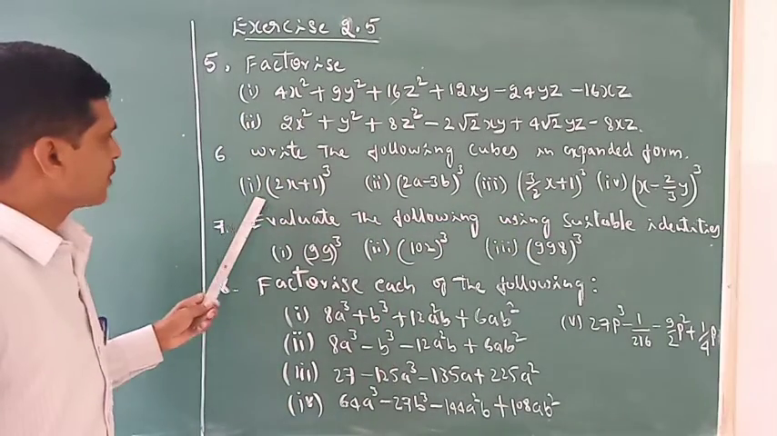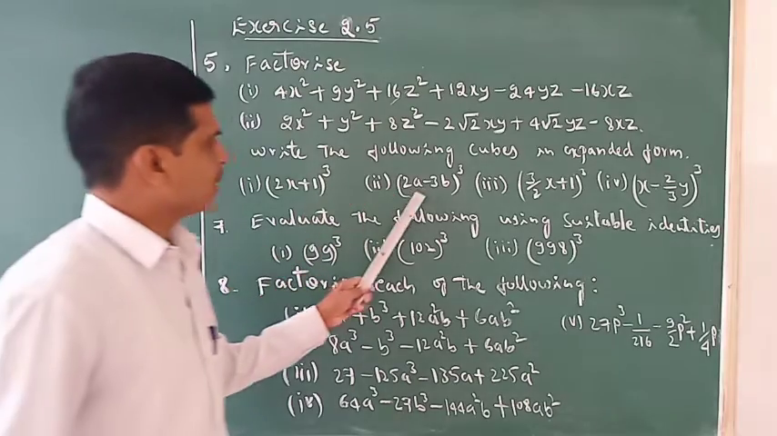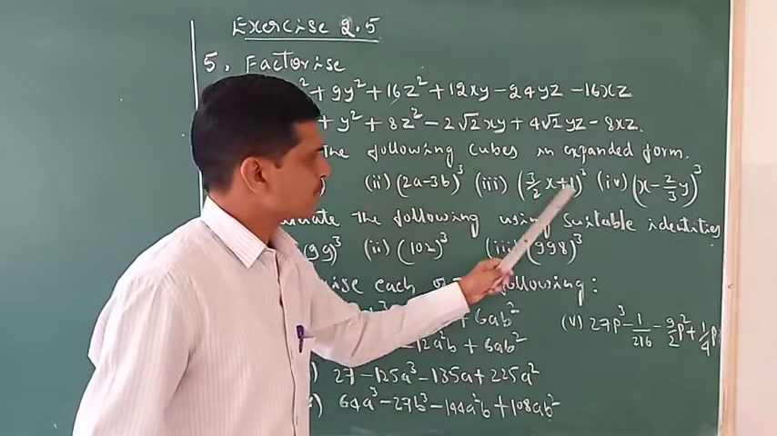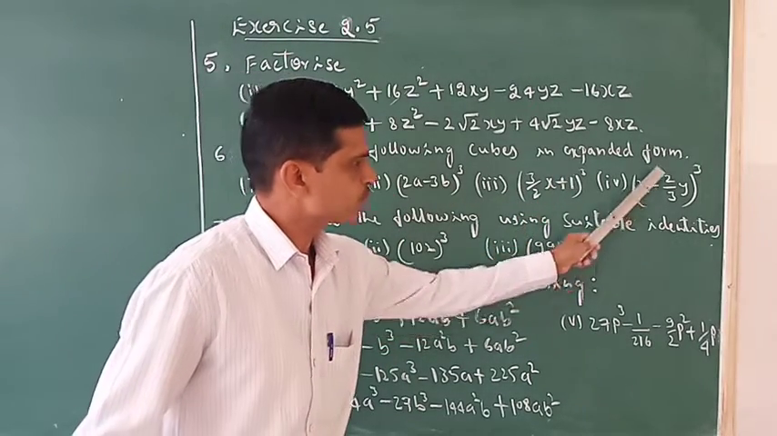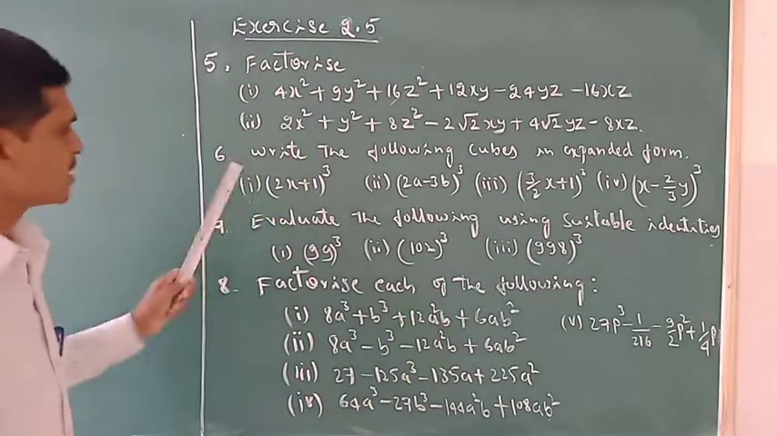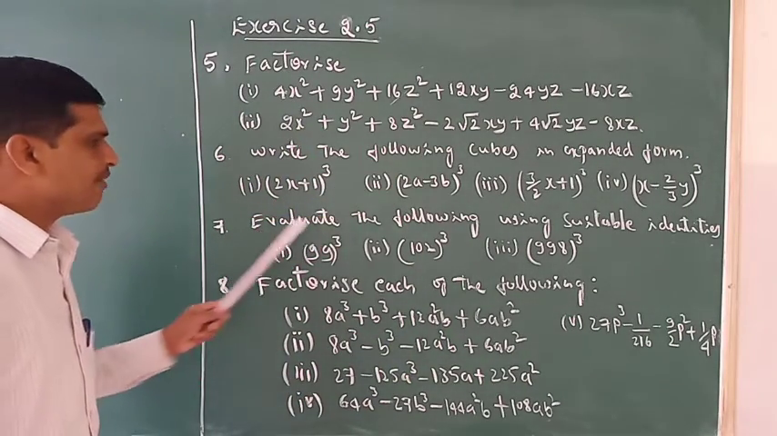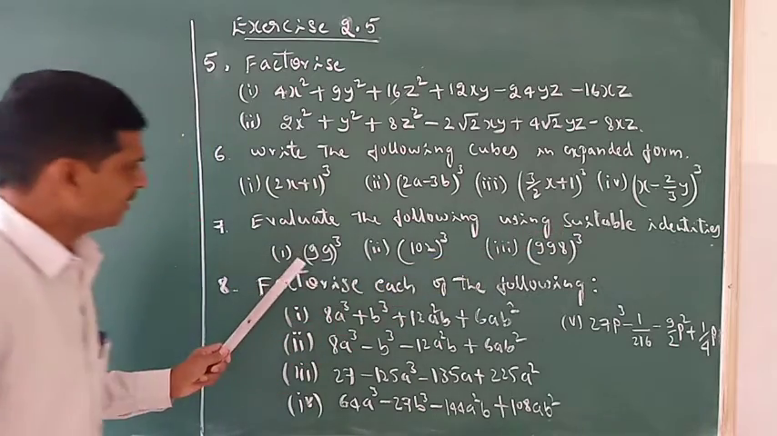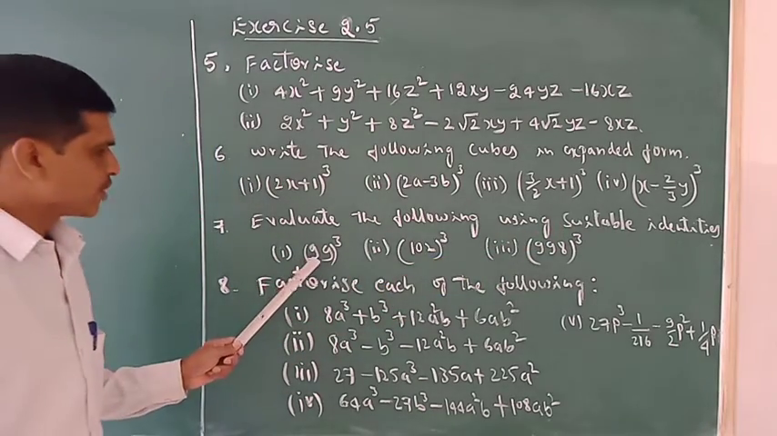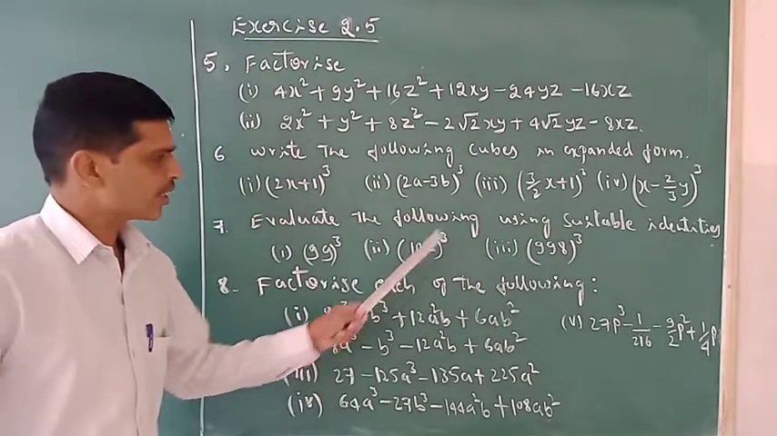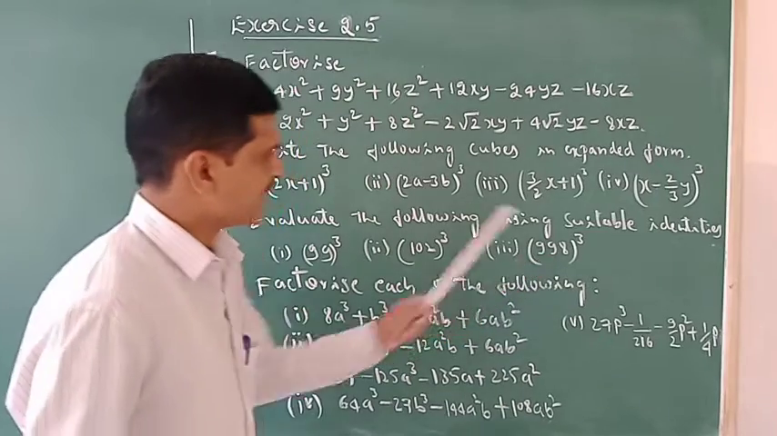And sixth one, write the following cubes in expanded form. First, 2x plus 1 whole cube, second, 2a minus 3b whole cube, third, 3 by 2x plus 1 whole cube, fourth, x minus 2 by 3 y whole cube. This is the sixth question, where you can use the cubic form. Next, evaluate the following using suitable identity. Again, numbers are given. First one, 99 cube, second one, 10 cube, third one, 998 cube.